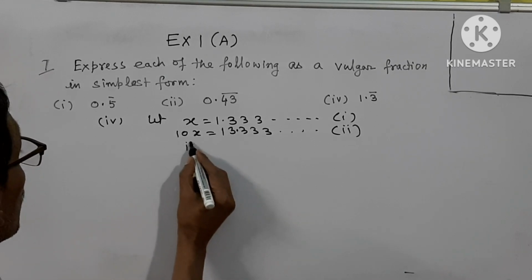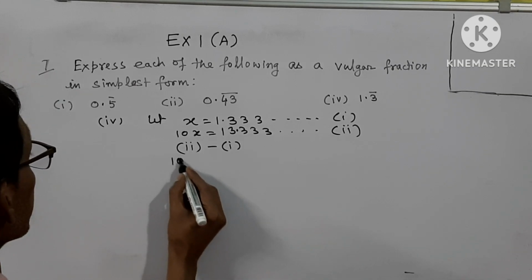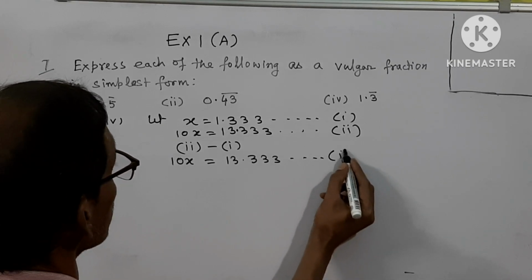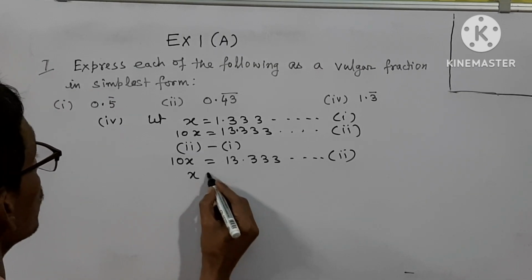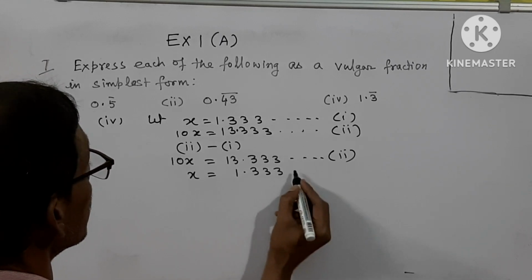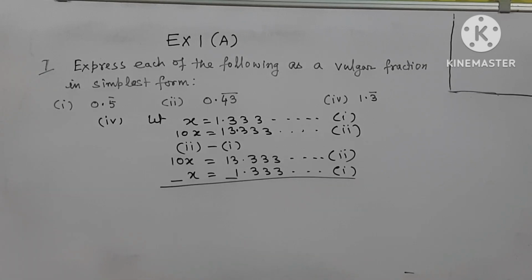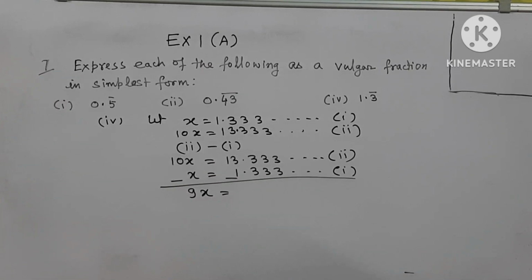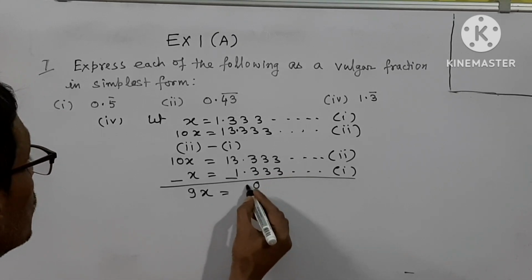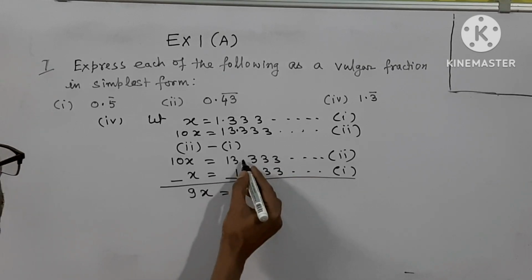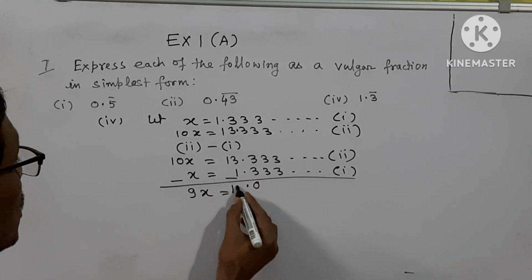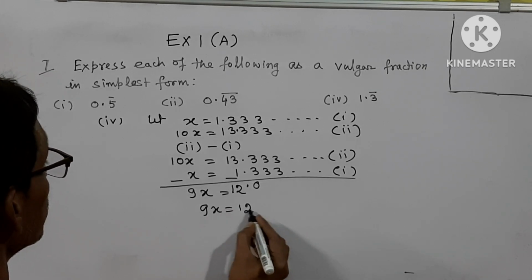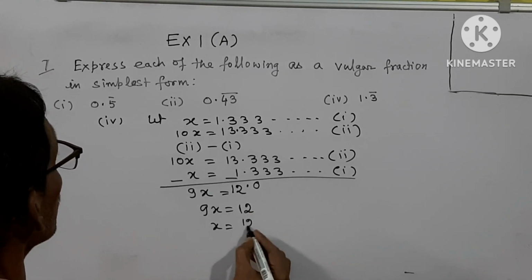So if you do 2 minus 1, 10x equal to 13.333... This is equation 2, and equation 1 is x equal to 1.333... If you subtract 1 from 2, it gives 9x equal to, the right side of the decimal gets 0, 0, 0, 0, and 13 minus 1 is 12. So 9x equal to 12. So x equal to 12 by 9.